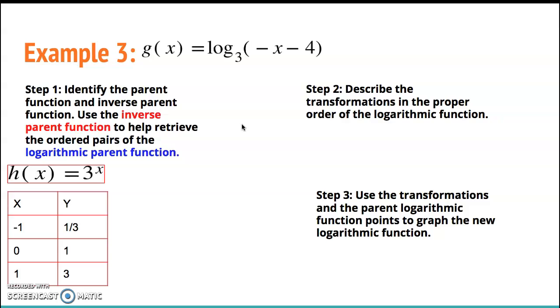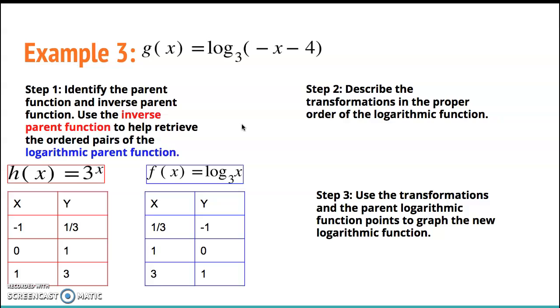We then look at the logarithmic parent function, which is log base 3 of x. And we take our 3 to the x ordered pairs and we flip them to get the ordered pairs of log base 3 of x. We're then going to describe what transformations are happening to our function g of x, which is right 4 units and a reflection across the y-axis. Remember, a negative on the inside causes it to reflect across the y-axis.